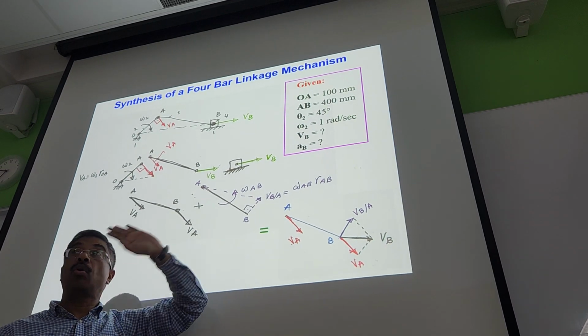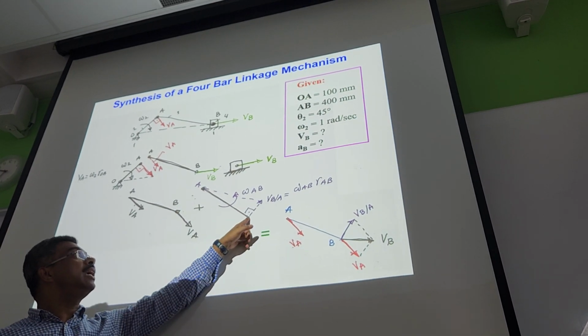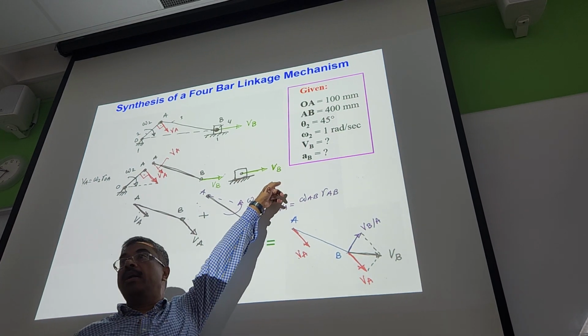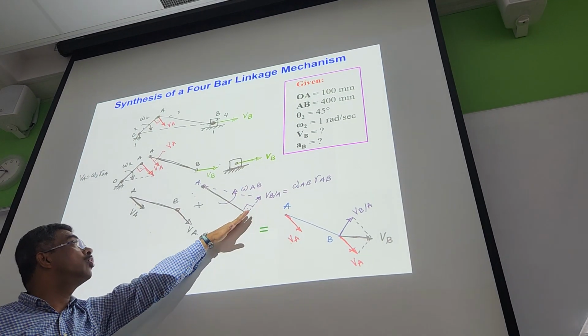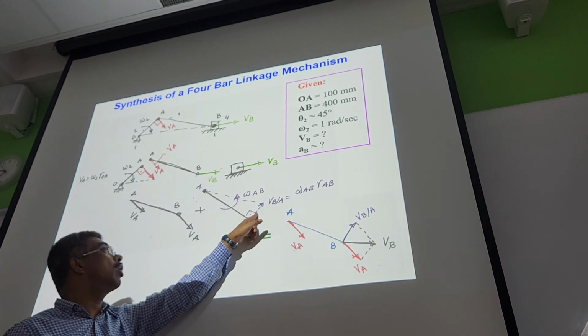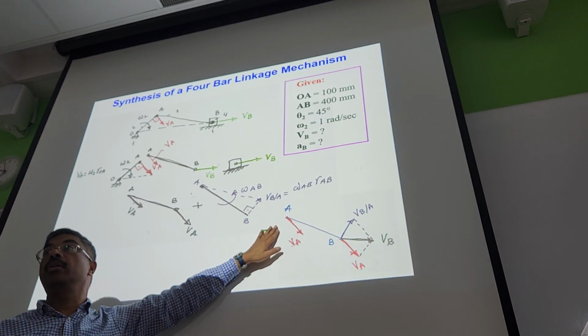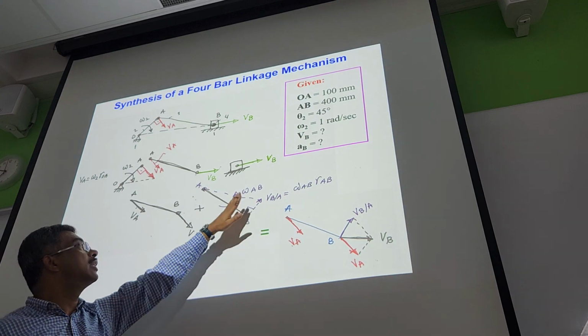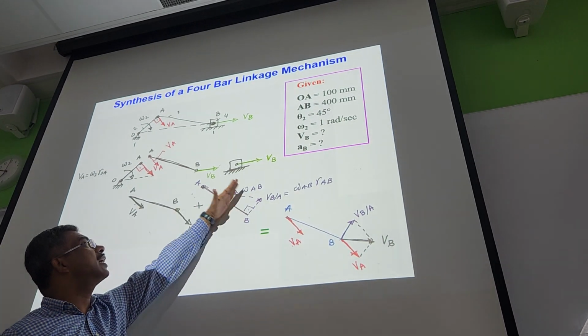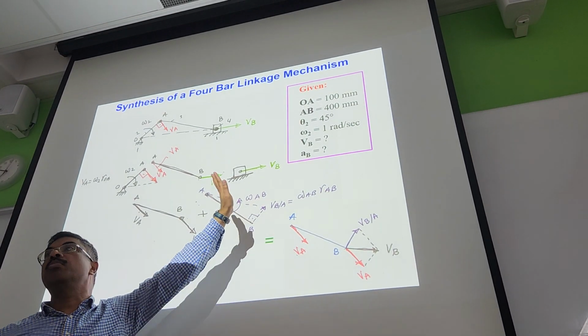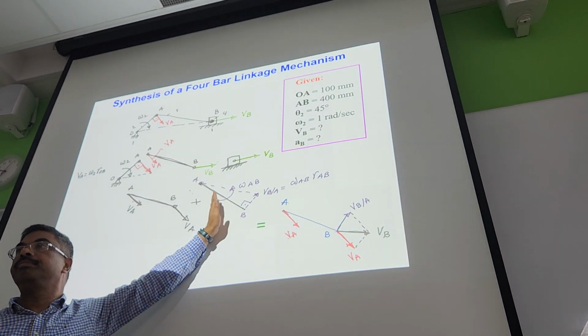So one good thing is, we see that our VBA is going upward, correct? But we do not need to say whether it is going upward or downward. Our vector polygon will tell us exactly what is going on. The only thing we need to say is that our VBA is at a 90-degree angle to AB, and that is more than enough. Clear to everyone?